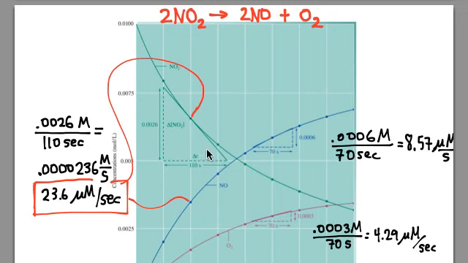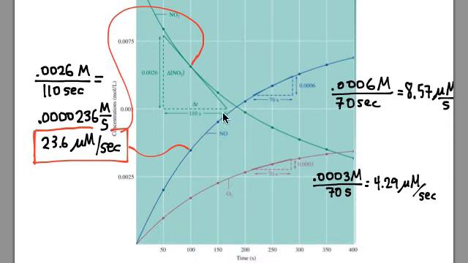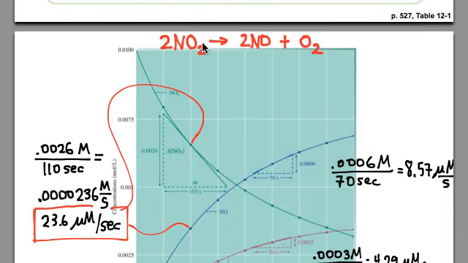And the NO increases quickly and then tapers off. And the O2 also increases, but not as quickly. I wonder why the O2 doesn't increase as quickly. Could it have anything to do with two of these give two of these and one of these?